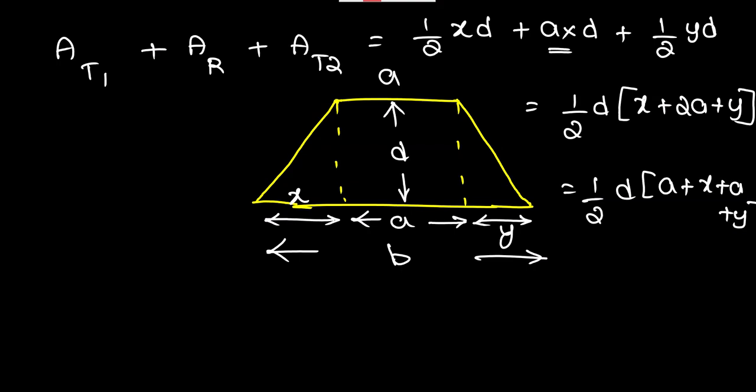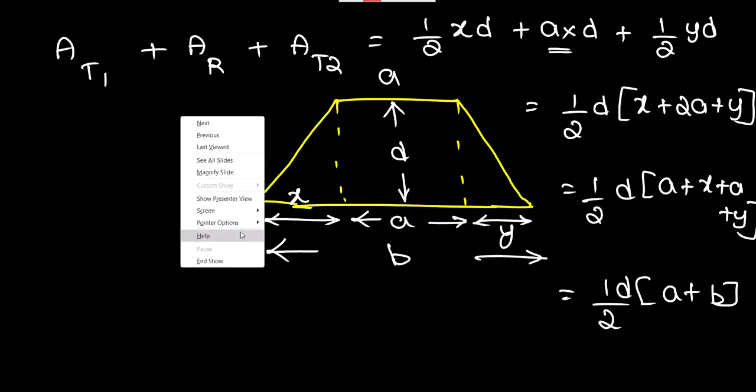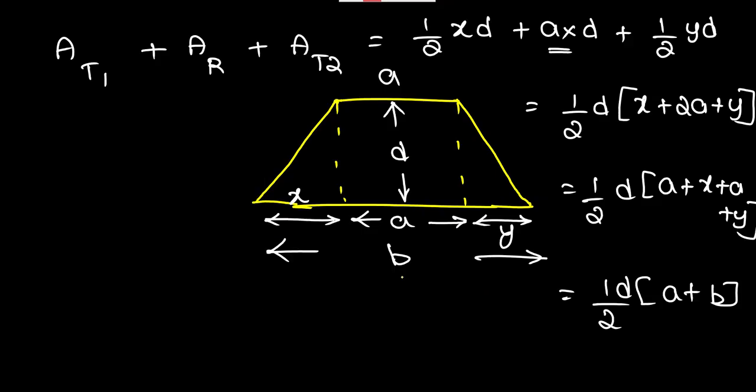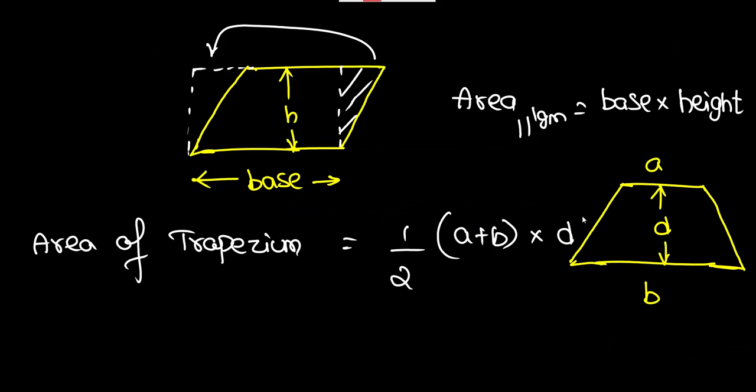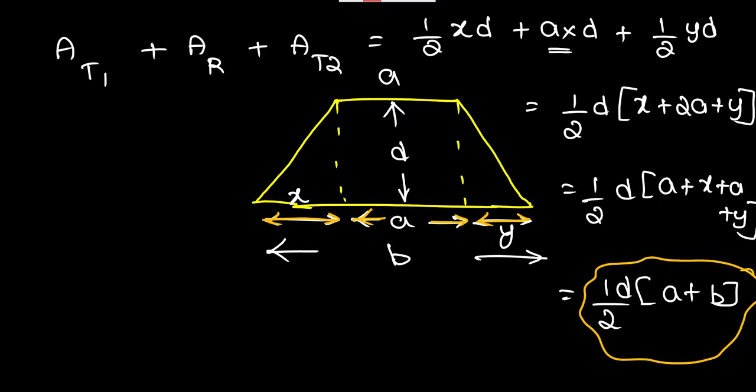One A I put separate, the other A I kept here. Guys, if you observe in this diagram, X plus A plus Y is nothing but equal to B. This below one, X length, A length, then Y length together, if you add, is nothing but equal to B. That's how the formula for the area of a trapezium came to picture: half into the sum of parallel sides into the distance between parallel sides, the shortest distance between the parallel sides.